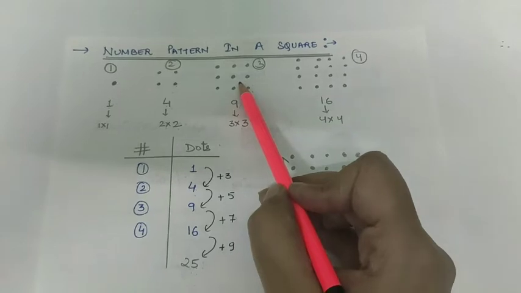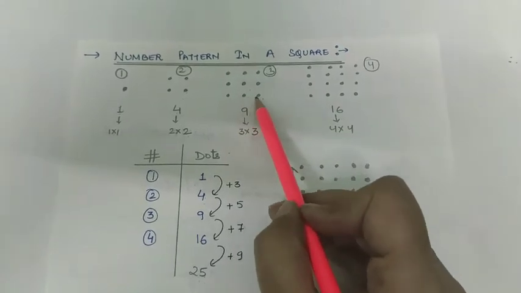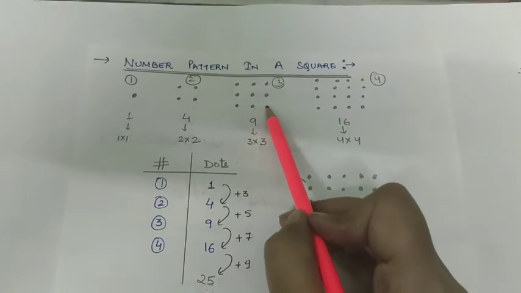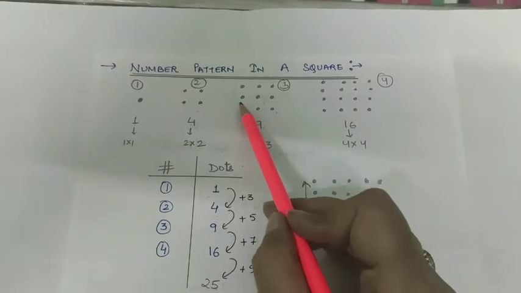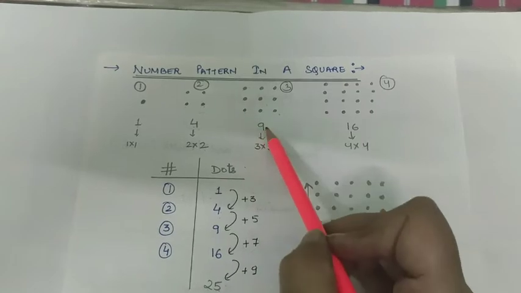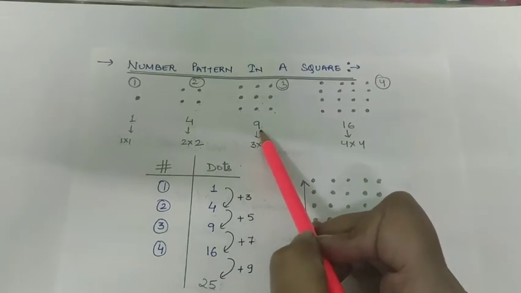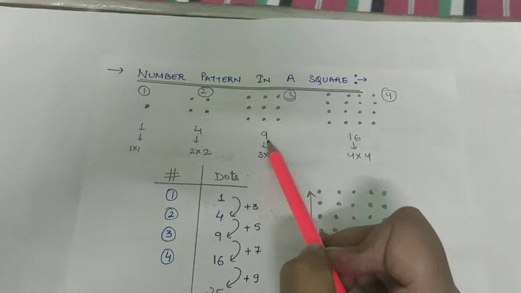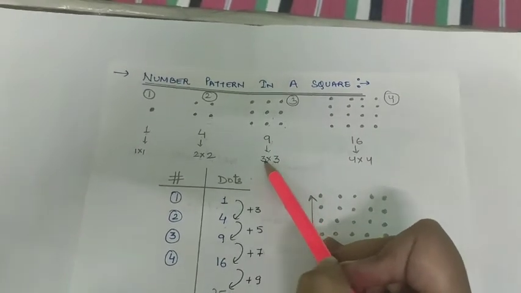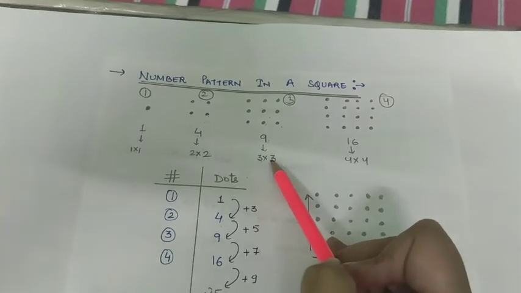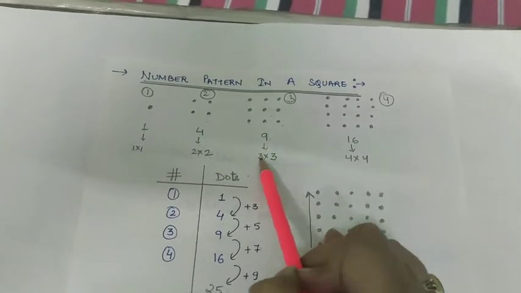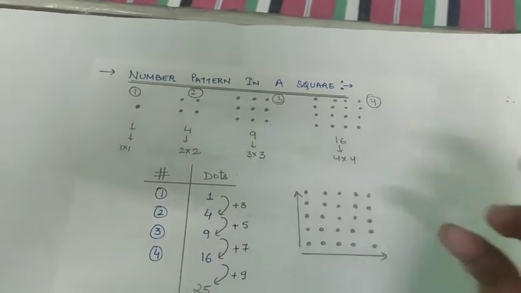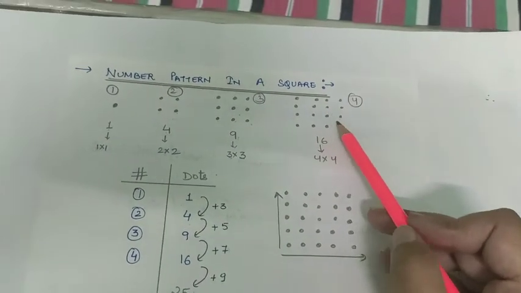To draw another square, I need to draw 3 dots like this, that is 3 columns and 3 rows. So how many dots are there? 9 dots are there. Which whole number is it representing? 9. So 9 is another square number. How can we write 9? 3 into 3, that is 3 dots vertically, 3 horizontally, 3 dots in a row and 3 columns of dots, that has 9.